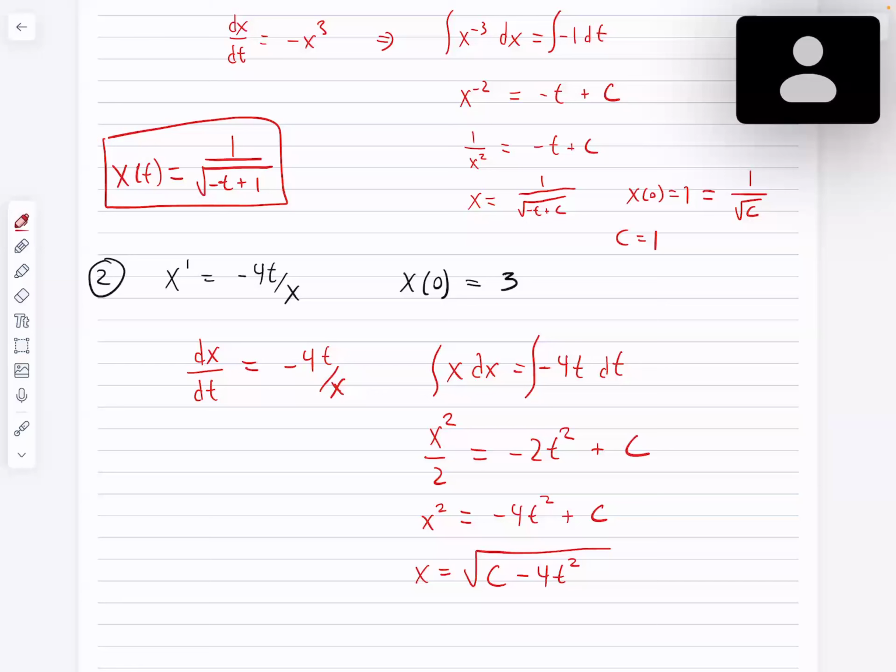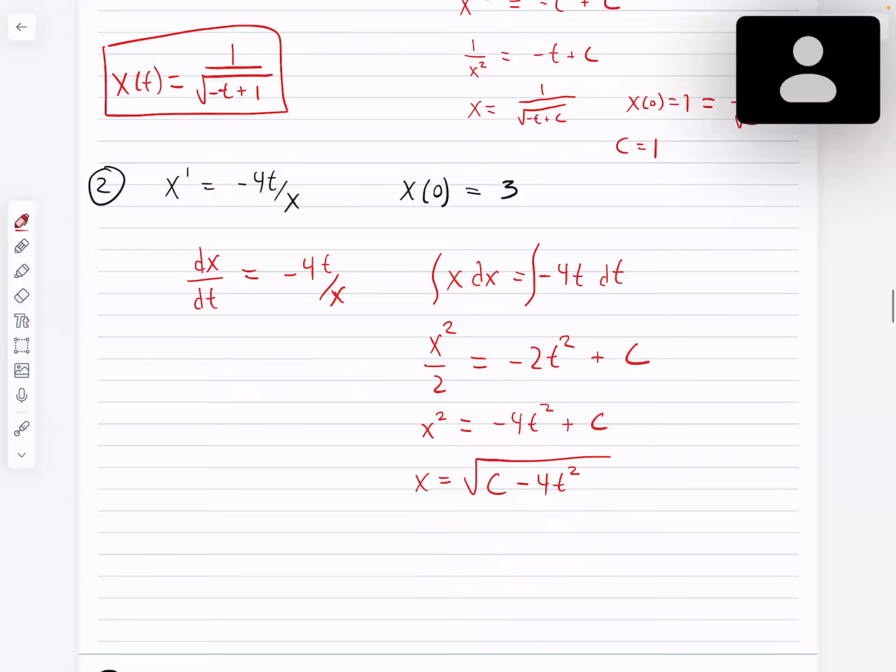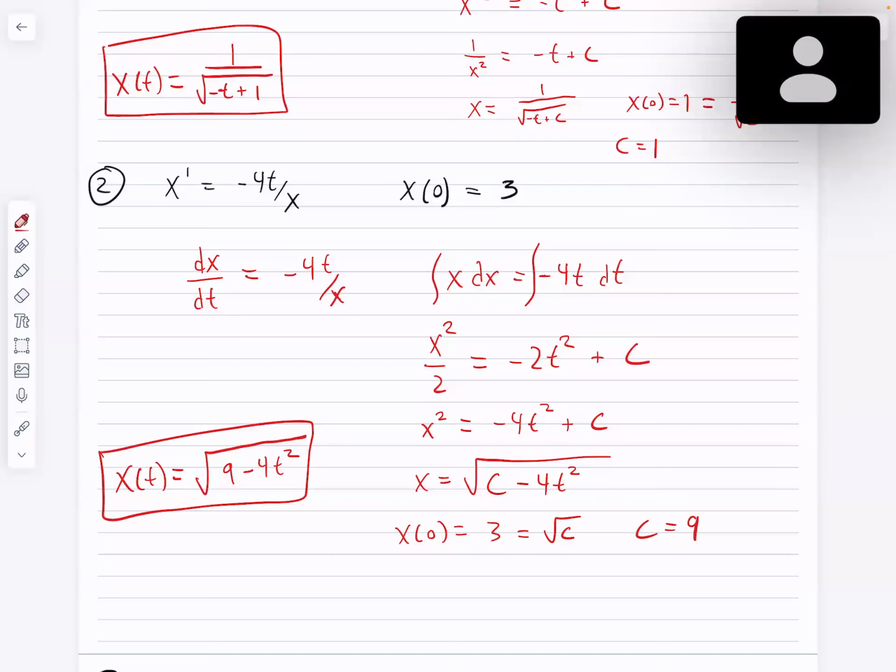And then what am I going to want to do? I need to plug in 0 and get 3. So it looks like x of 0 equals 3 equals square root c. So c has to equal 9. So the final solution is x of t equals square root of 9 minus 4t squared. So that's the solution.